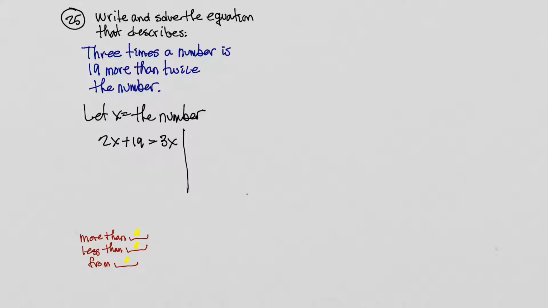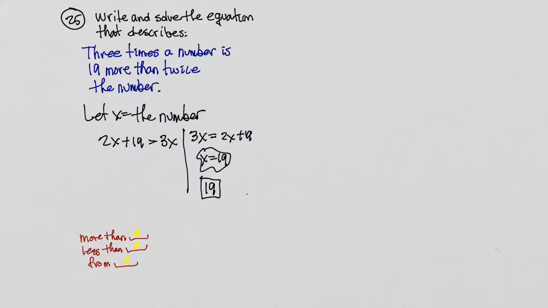Now, we could have just as easily written this straight across: 3 times the number is 19 more than twice the number. Either way we could have gotten this. Now if I look at this, I got x's on both sides. On the left side I've got 3 of them, on the right side only 2. Let's get rid of these. Let's subtract 2x, so we'll get 3x minus 2x is just x equals 19. There we go. Our answer though is 19.